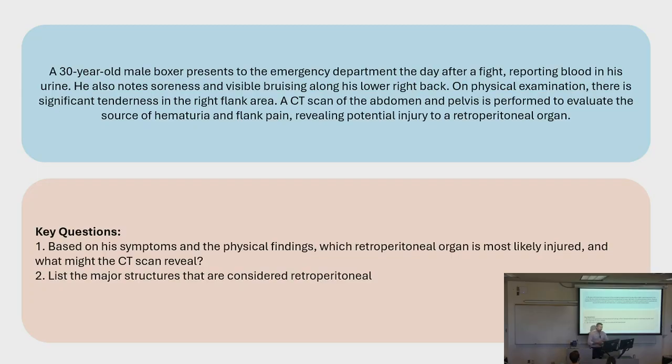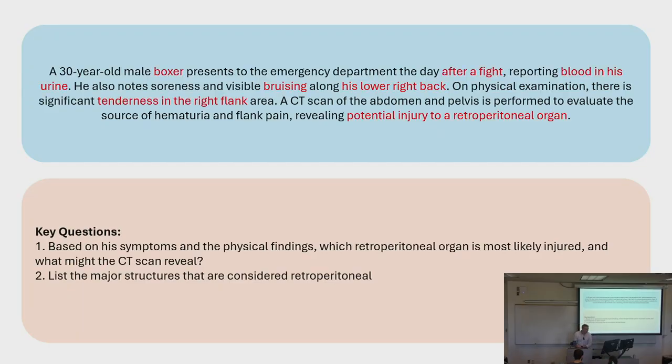On physical exam, there is significant tenderness to his right flank area. CT scan of the abdomen and pelvis is performed to evaluate the source of the blood in his urine, hematuria, and flank pain, revealing potential injury to a retroperitoneal organ. Okay, so what retroperitoneal organ is damaged here? Kidney. Okay, you got kidney, good. There's blood in the urine, kind of a clue. Got hit in the back. But what I want to know is what are the different structures that are retroperitoneal?